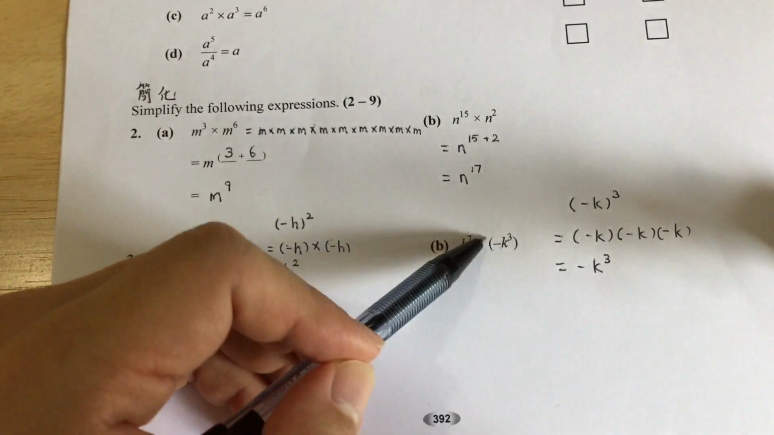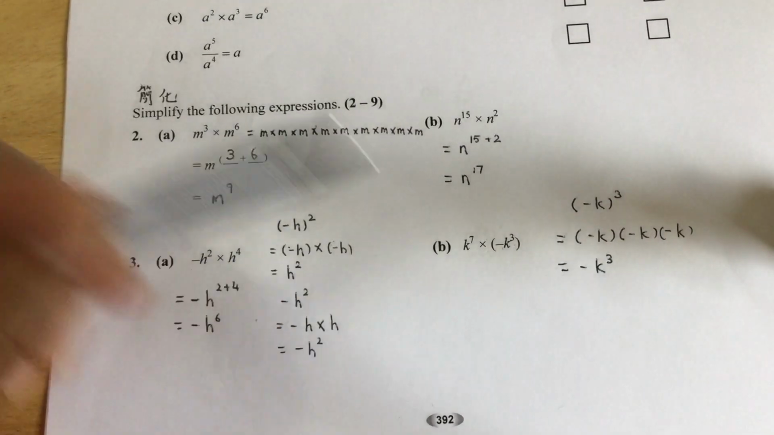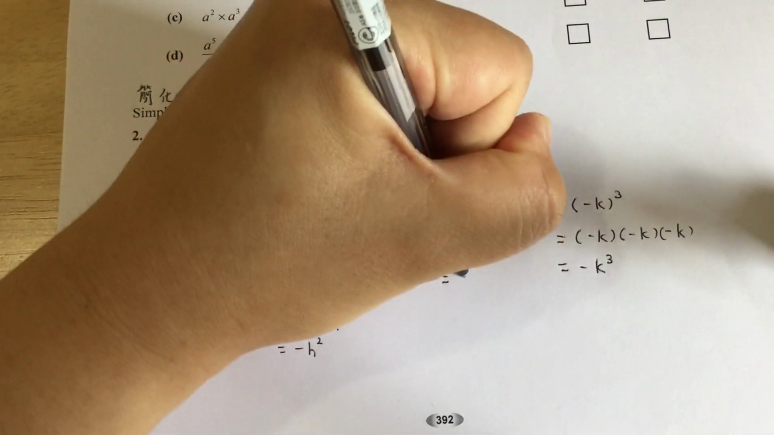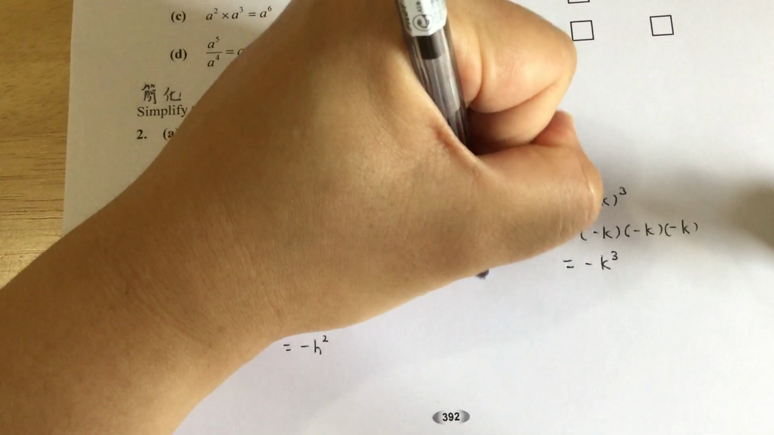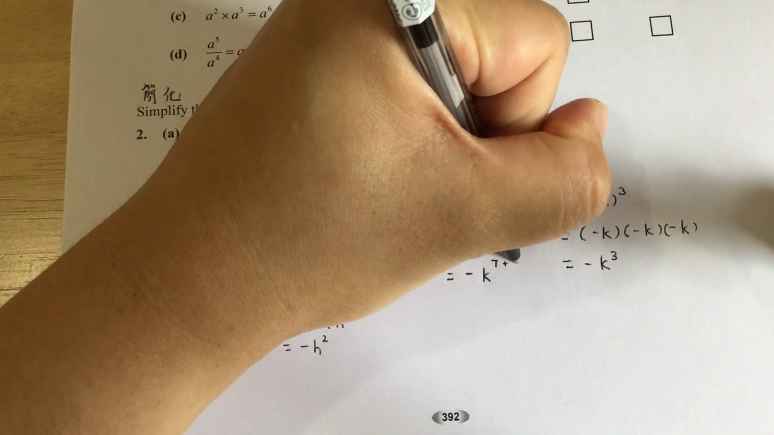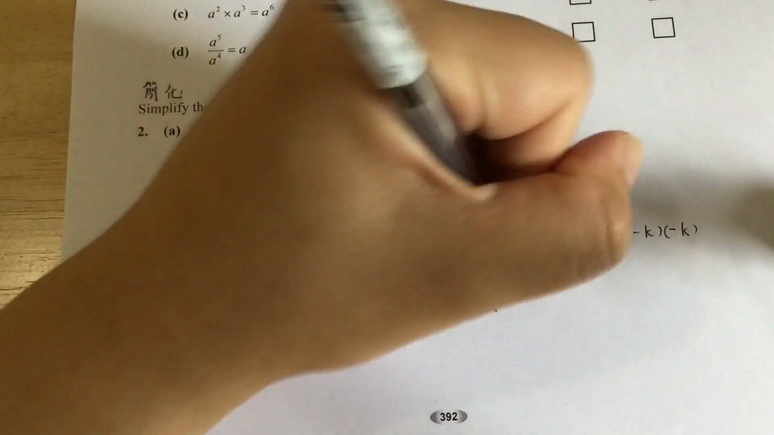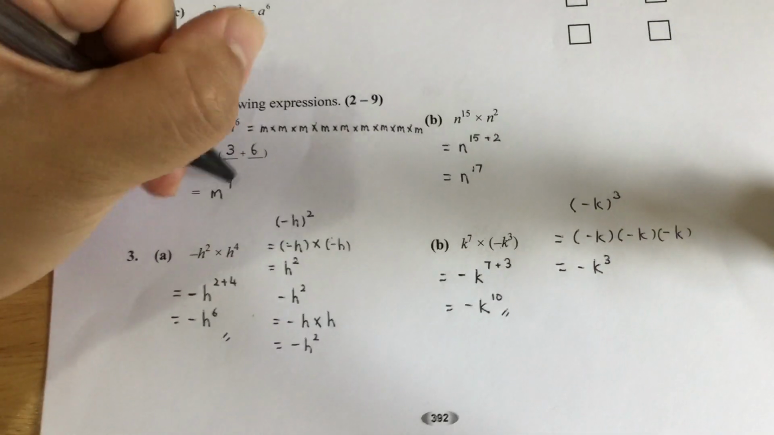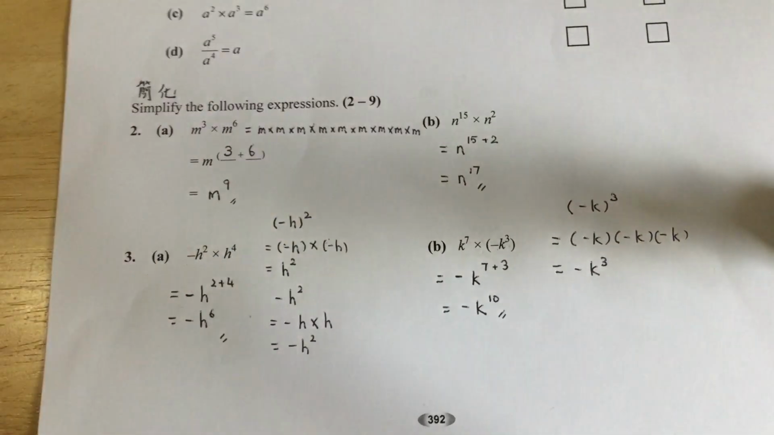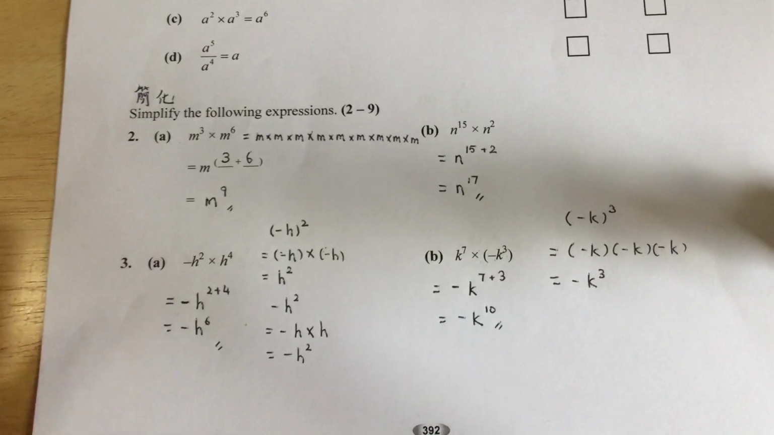But this one is negative k power 3, so we directly write down the answer. We put out the negative sign here, and then k with the power 7 plus 3. So the answer is negative k with the power 10. So we finish these 4 questions easily. Okay, I hope you all know how to do these questions easily.